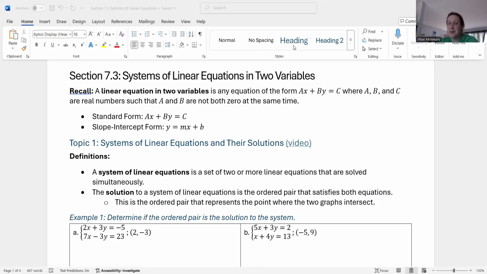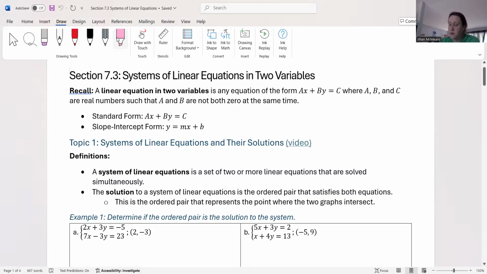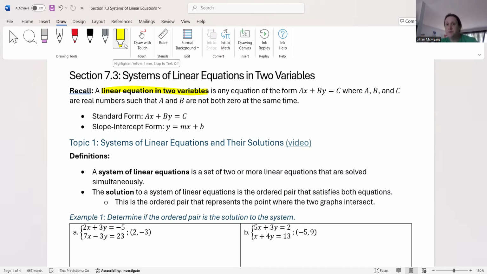In the previous section, section 7.2, we talked about linear equations in two variables. So let's quickly remind ourselves what a linear equation in two variables is. It is any equation of the form ax plus by equals c, where a, b, and c are real numbers such that a and b are not both zero at the same time. In that section, we talked about standard form, which is ax plus by equals c. We also talked about slope-intercept form, which is y equals mx plus b.